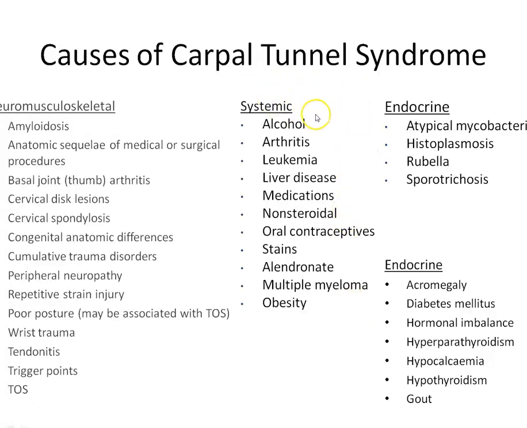Systemically, there are again a lot of other contributors to the development of carpal tunnel syndrome. In the endocrine system, again, other contributing factors. My favorite, diabetes, is on here. Gout, we will talk about that in the endocrine chapter. The other thing that is not on here that I mentioned in the last slide is repetitive stress at the wrist. All of those are major contributing factors to the development of carpal tunnel syndrome.